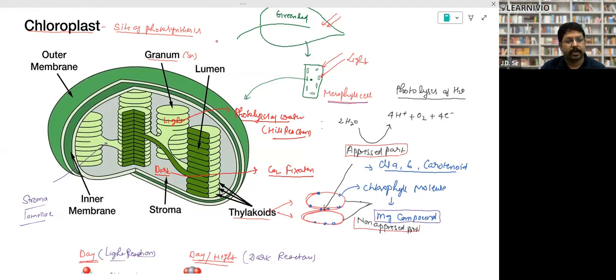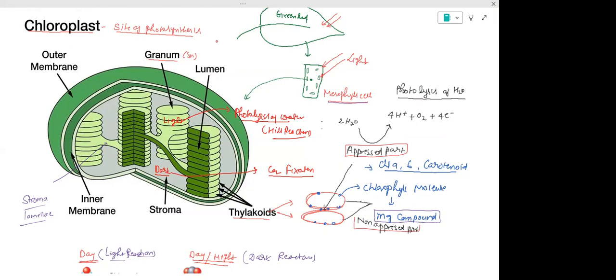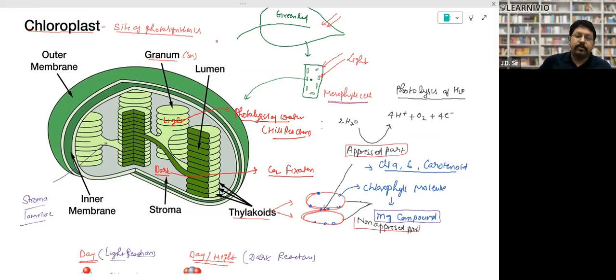What takes place? Where does it take place? Okay, CO2 fixation, what happens? Now we'll tell you, that is the Calvin cycle. CO2 is fixed and it is converted into glucose. Means CO2 is taken in the gas form, and it is converted into another compound, which is a stable compound.